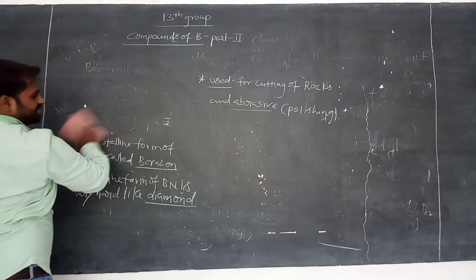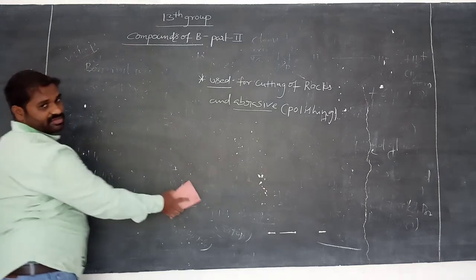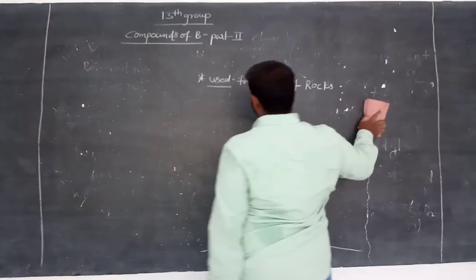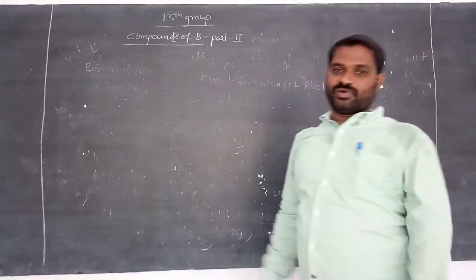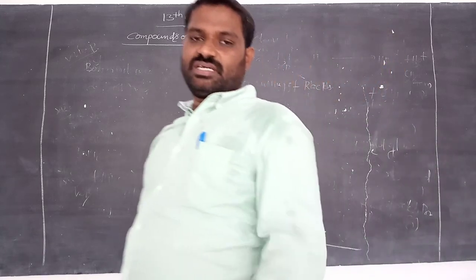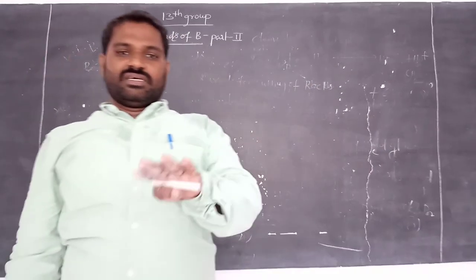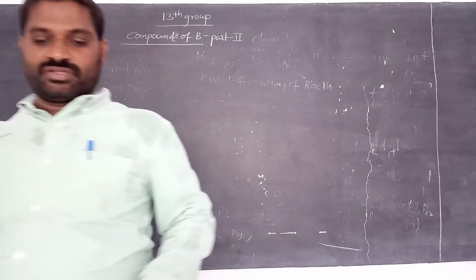Okay, students, we'll see tomorrow with one more topic. Then we finish boron and then we go for aluminum and its compounds. It takes 4 or 5 days. Then the 13th group lesson is complete. Okay, thank you very much.